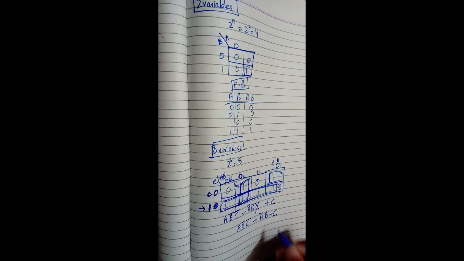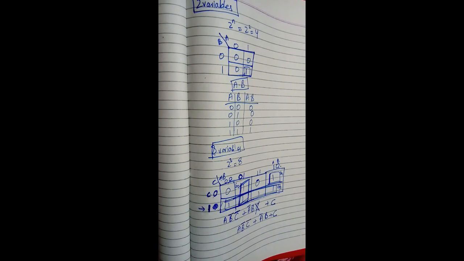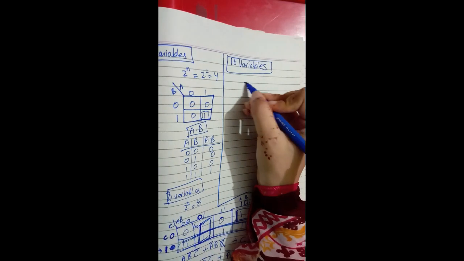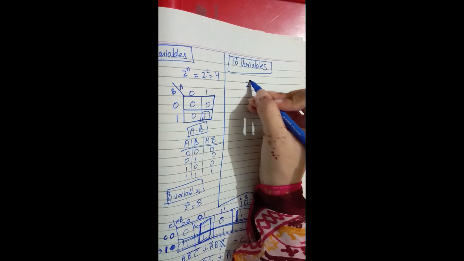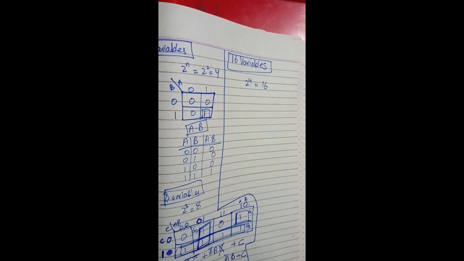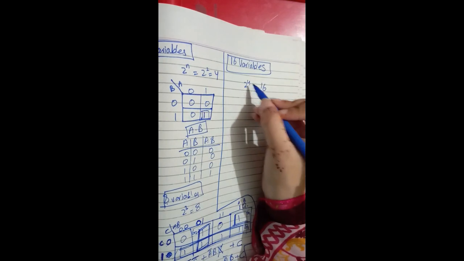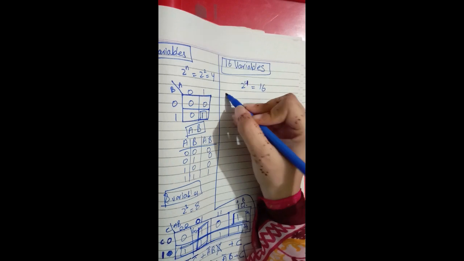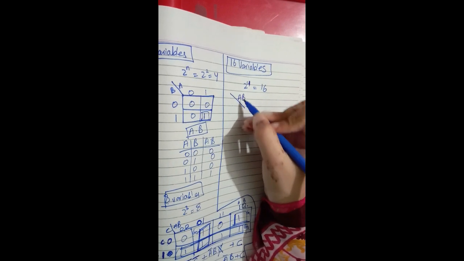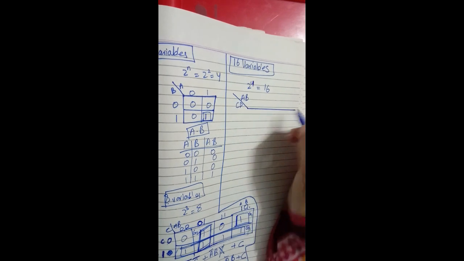You can see that the K-maps are more easy. Now we will solve for the 16 variables, and this topic will be more clear to you. Okay, now for 16 variables, it says 2 raised to power 4, which says 16. In this we will have the 16 boxes. 4 means there are the 4 inputs A, B, C, D. The method of writing it is same.